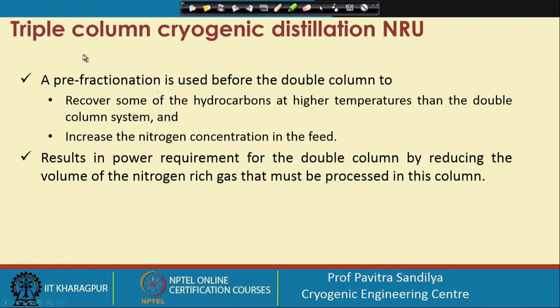And then we may have a triple column cryogenic distillation. This is in addition to recovering some of the hydrocarbons at higher temperatures than the double column system, and this will be able to increase the nitrogen concentration in the feed. So we use a separate pre-fractionation column before the feed is sent to the double column, and this reduces the power requirement of the double column by reducing the volume of nitrogen rich gas that must be processed in the column. That is why we use three columns for the removal of nitrogen by distillation.